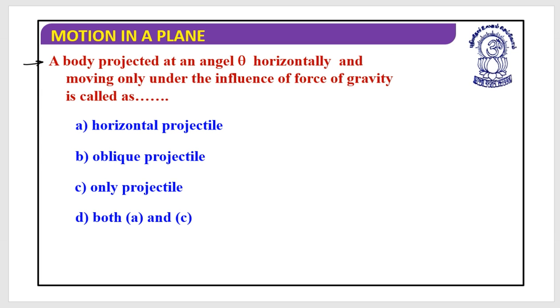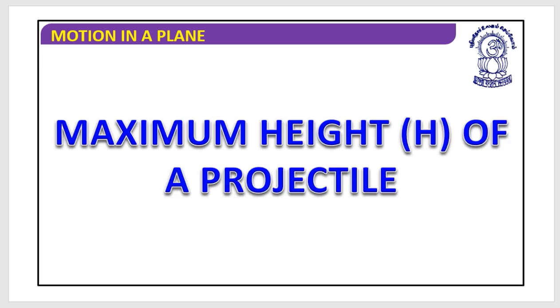Next, what is it? A body projected at an angle theta horizontally and moving only under the influence of force of gravity, what do we call that? Yes, that we call an oblique projectile. I hope this is clear. Is it clear? Yes. So let's derive the two other remaining terms.